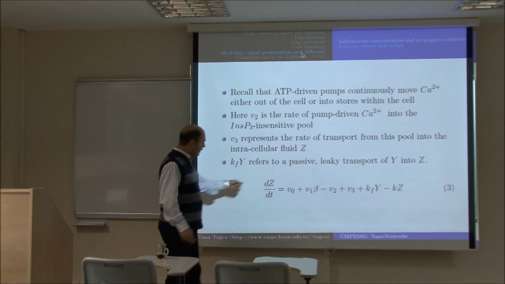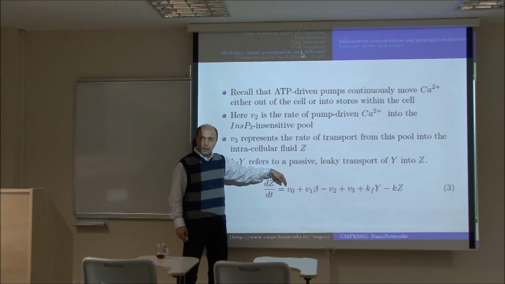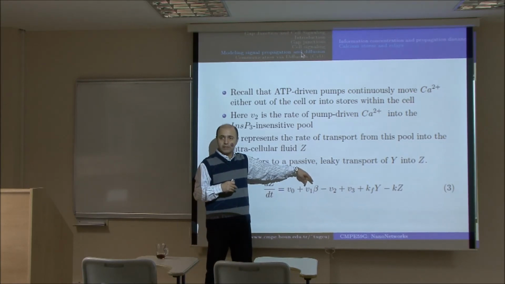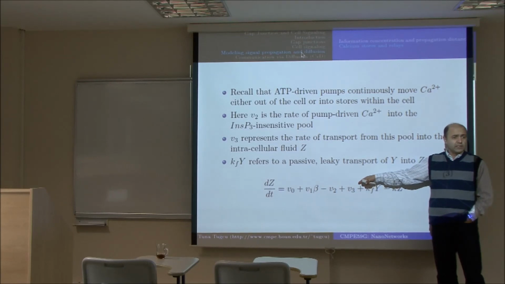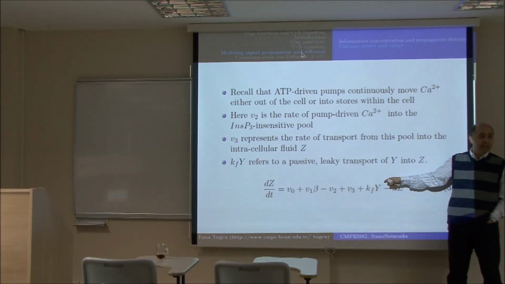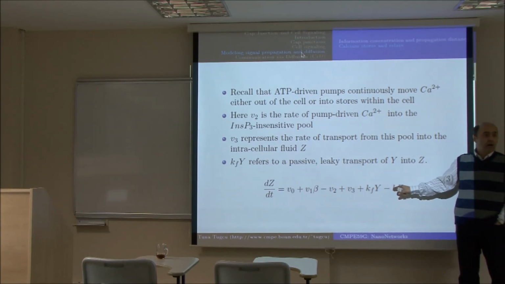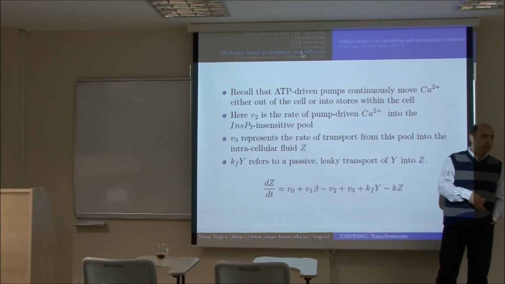Once again, the change in Z with respect to time is dependent on arrival or diffusion from the extracellular environment into the cytosol, and the calcium ion release due to IP3 release, and calcium ion release from the internal calcium pools, and also calcium ion release that is due to leakage, not triggered by IP3, but due to leakage, minus leakage outside the cell from the cytosol, minus leakage into the calcium ion pools.